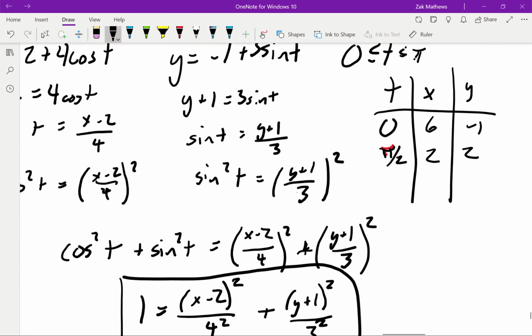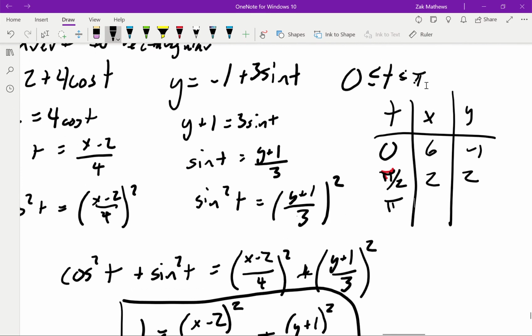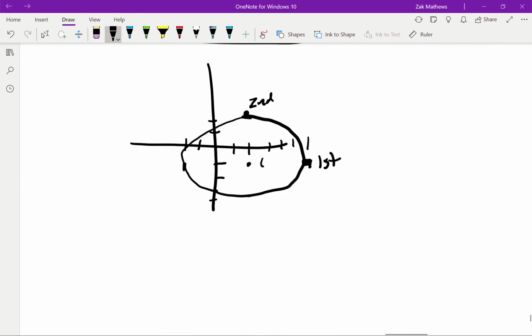And then we'll finish up with the end of the t interval, which is pi. Cosine of pi is negative 1, that would give us negative 4, plus 2 is negative 2. Sine of pi is 0, add the negative 1, we get negative 1, so (-2, -1) would be this point right here. This would be the third point that we have. So what we see is we're not actually getting that bottom half of the circle, we are only getting the top half of the circle.